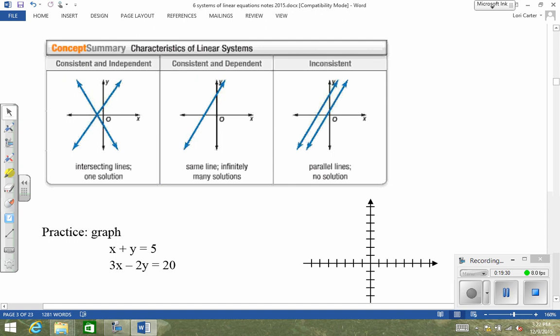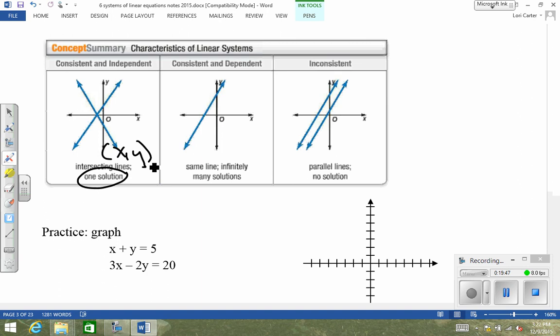Now, just going over this again. If I have 2 lines that intersect in 1 point, how many solutions do I have? 1 solution, and it's the point. It's an X comma Y point. If they're the same line, how many points do they have in common? Infinite. So your solution is the infinity sign. If they're parallel, so they have the same slope, no solution. So you're either going to give me a point, an infinite number of options, or no solution.